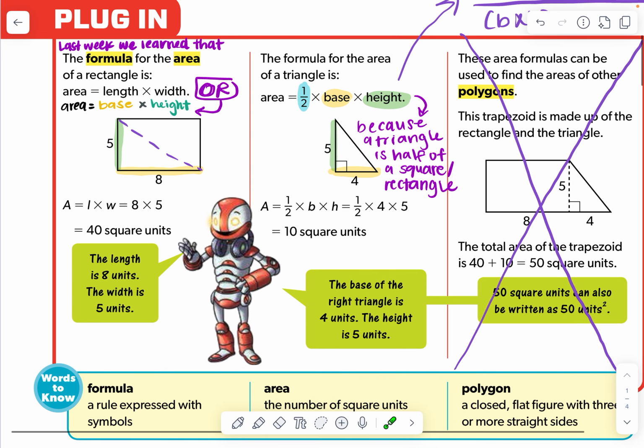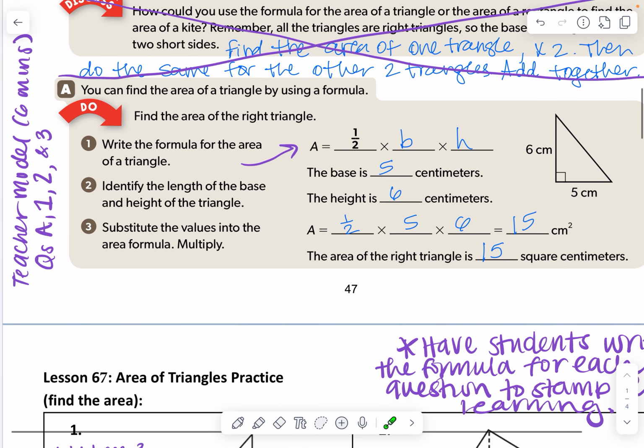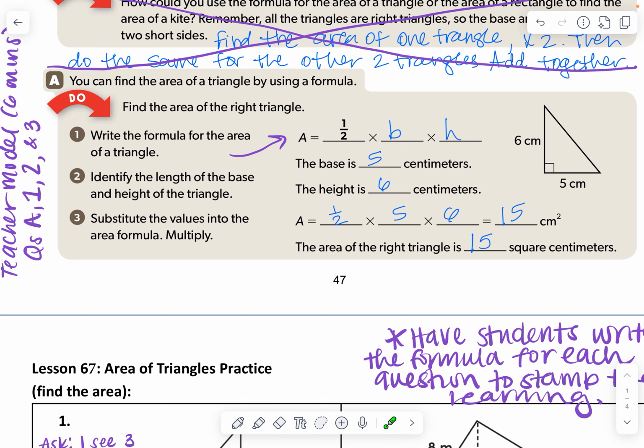We're not going to focus today on this last piece, only because it's not relevant to the partner practice we're going to do today. But let's go ahead and jump into a teacher model. You're going to model 4 questions for kids before launching them into their partner practice time. Letter A takes students through a step-by-step process on how to use this formula of half base times height, or base times height divided by 2.